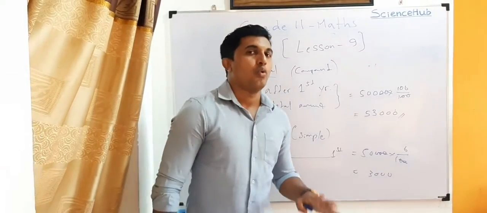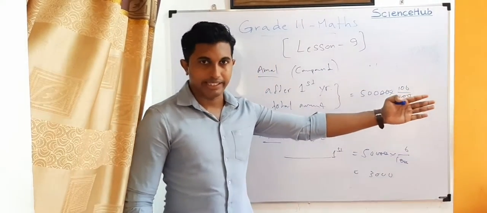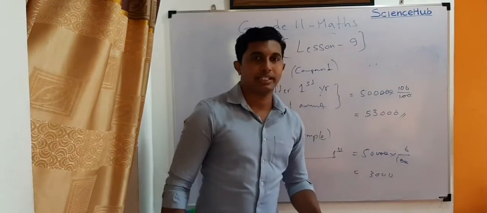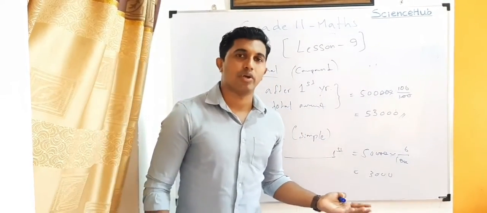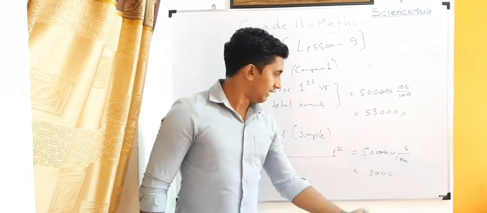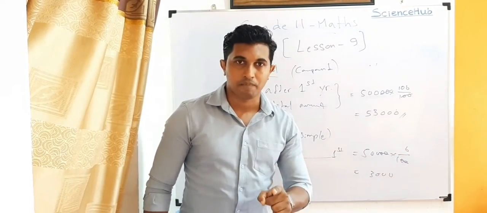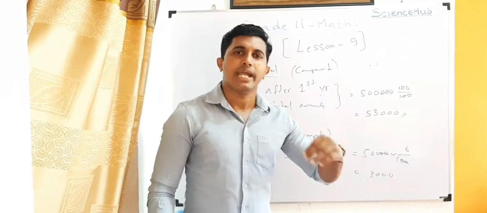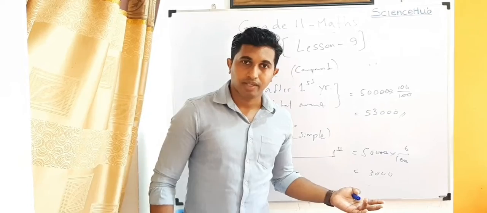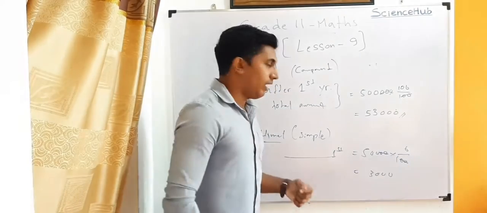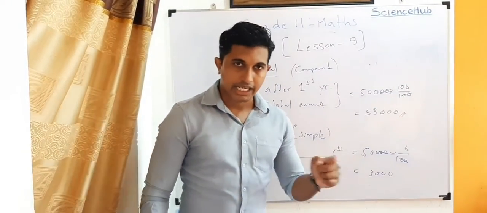Okay, now when using simple interest for 3 years, the interest is same on every year. Why? The reason is capital is same on every year. Capital is same on every year, therefore interest is same on every year. Therefore, on each year, Nimal will get 3000 as his interest.